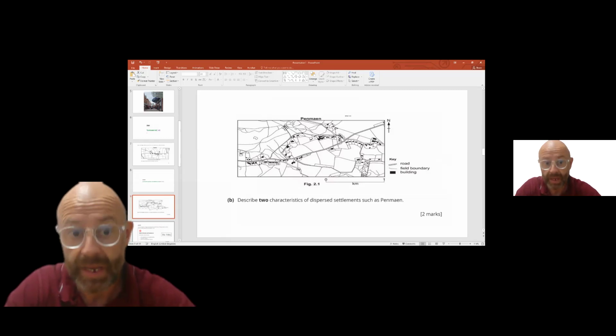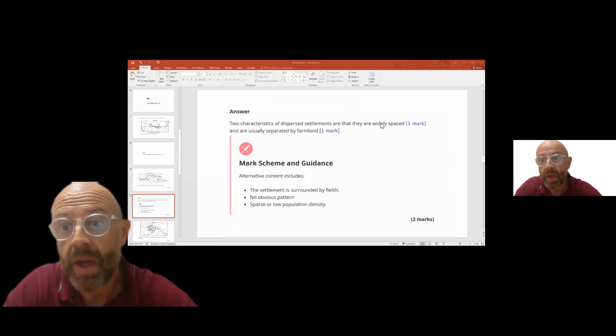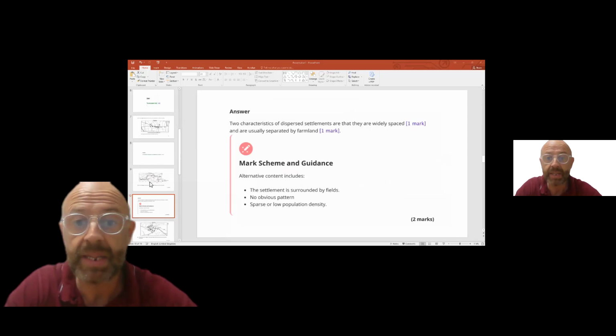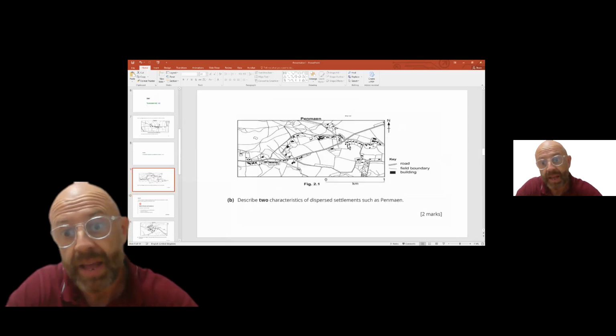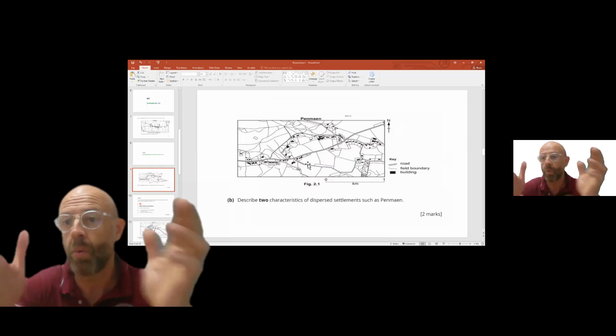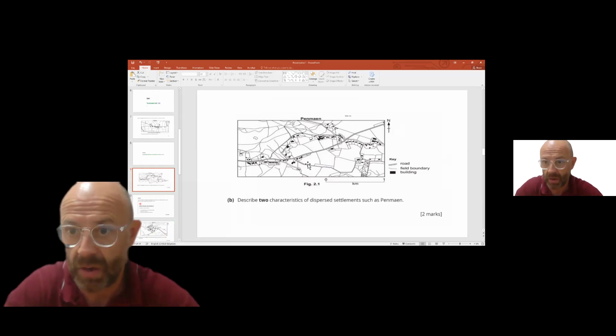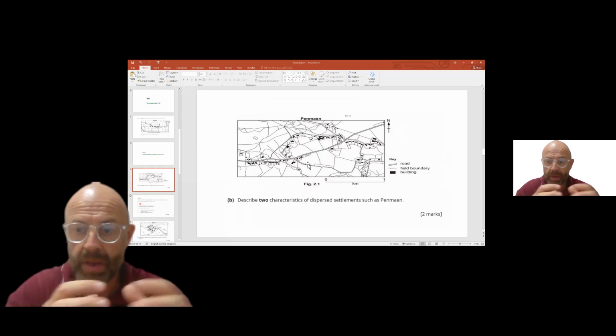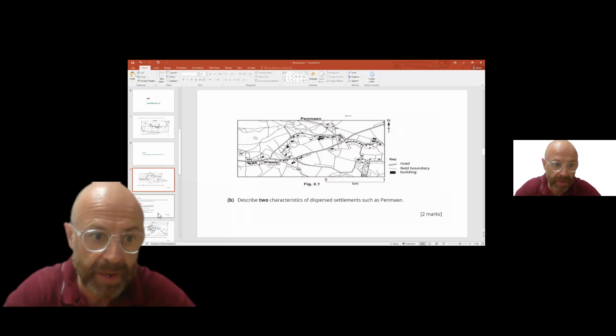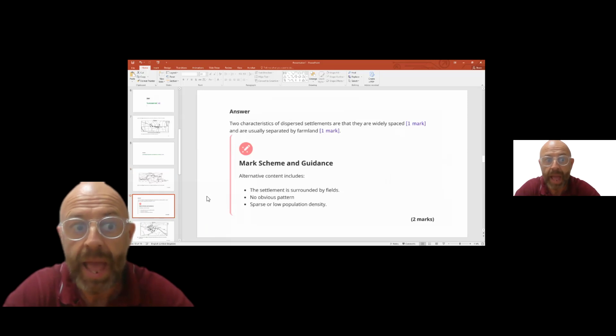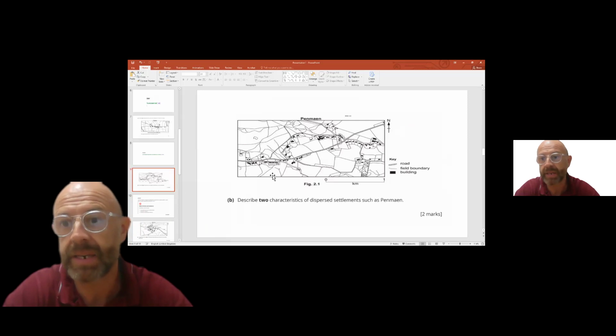One, as I was saying, they are widely spaced. When we go back to that, there are nice big gaps between all the various properties. They're not one on top of the other like you'd find in an urban area. There's a space between. And the second point, they're usually separated by farmland.